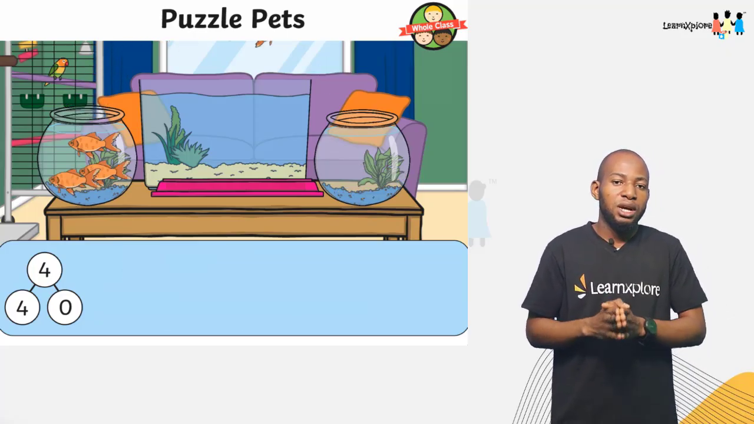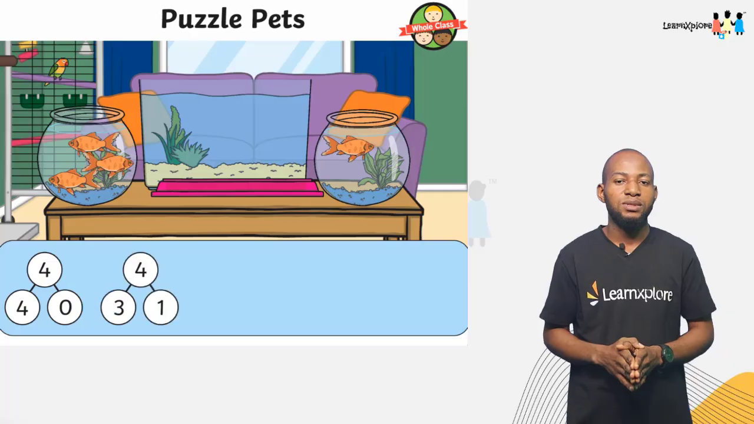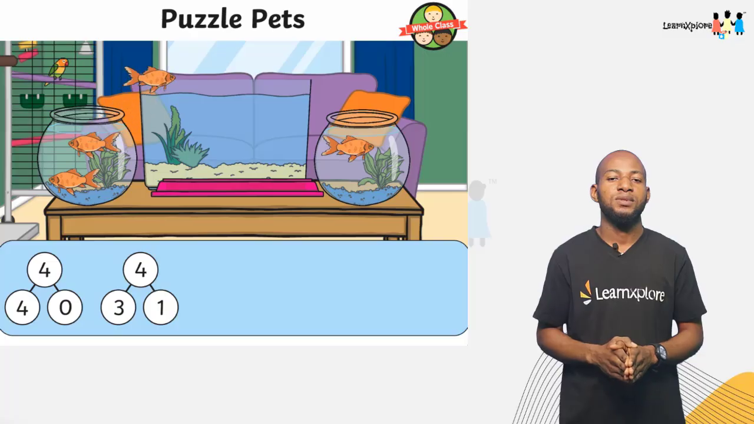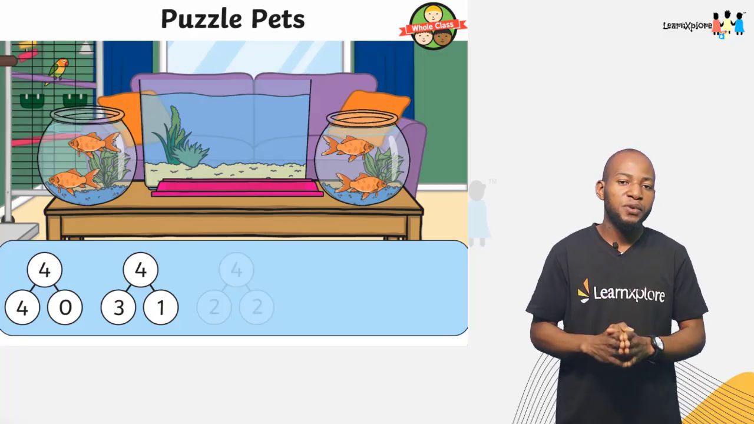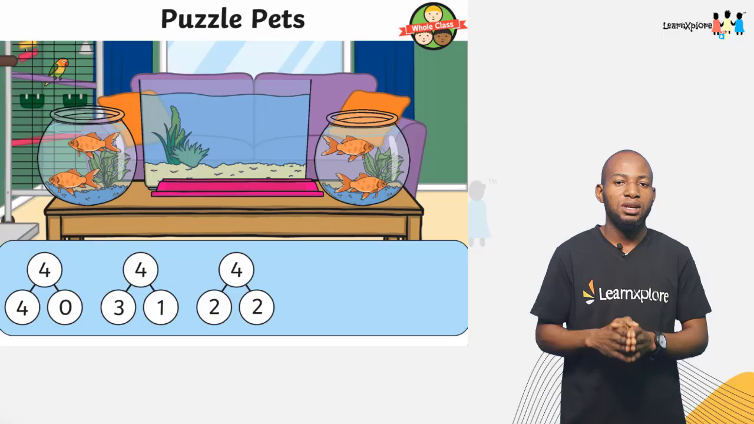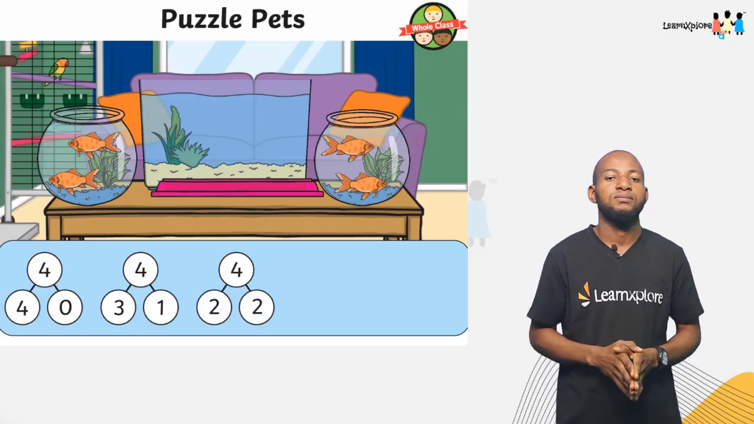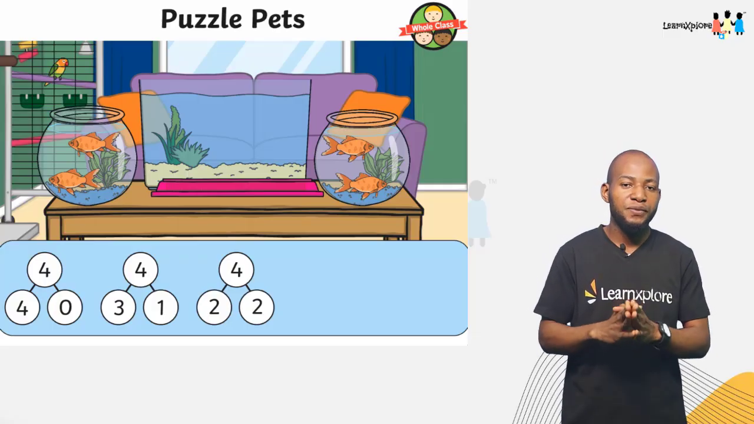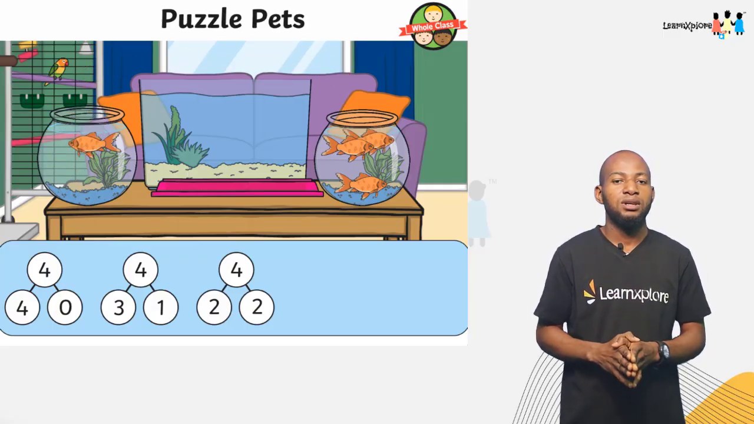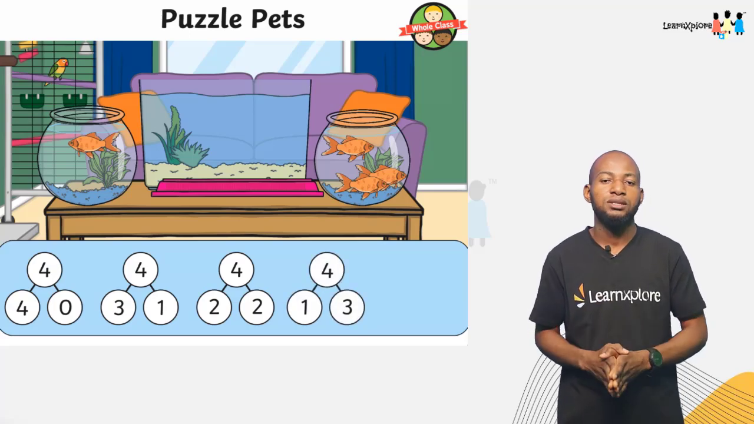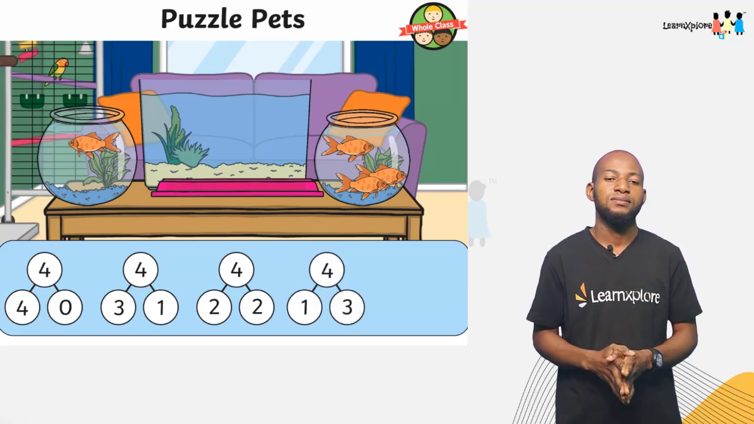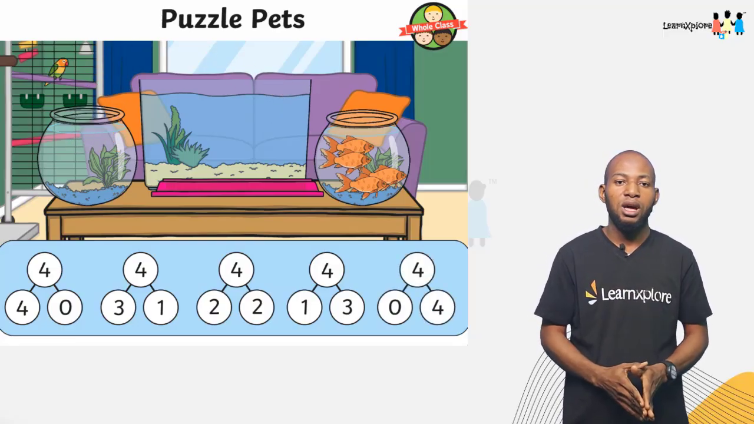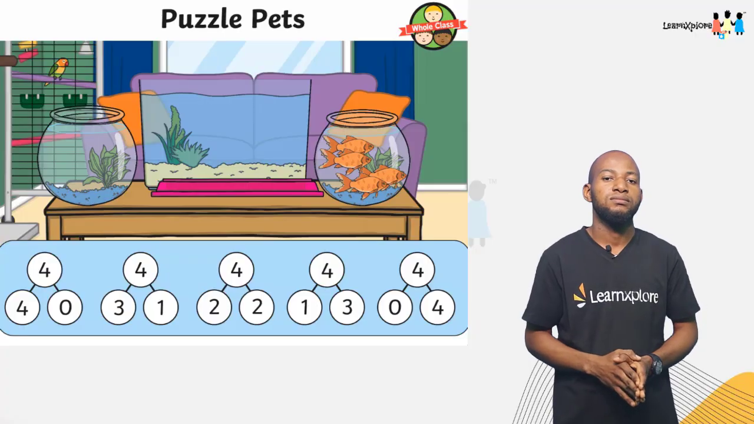We can put 3 fish here and 1 here. We can put 2 fish here and the other 2 here. We can put 1 fish here and 3 here. We can put none here and 4 here.